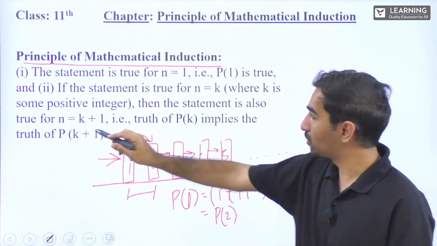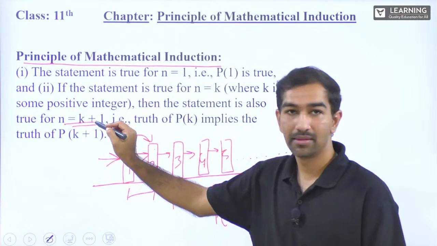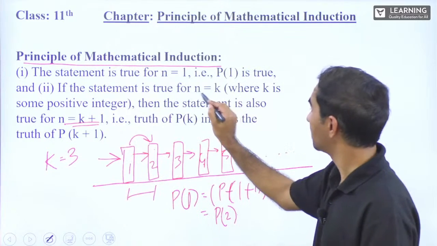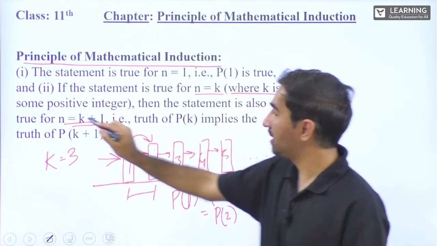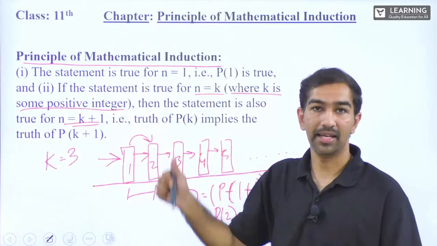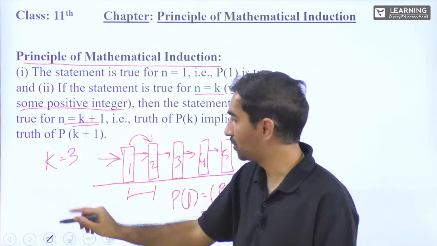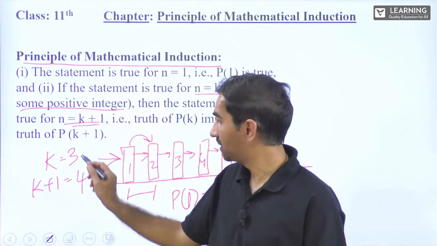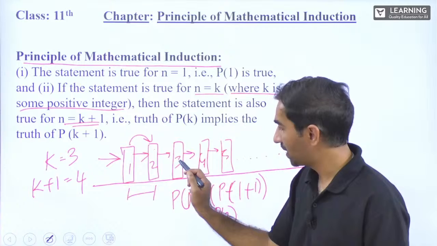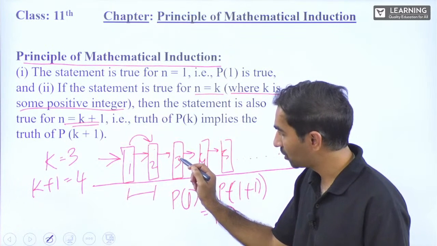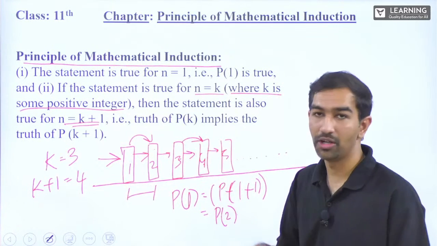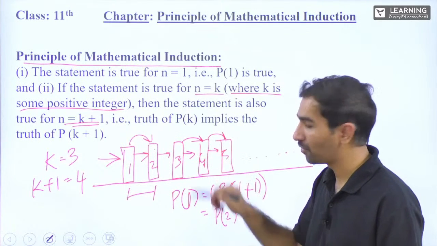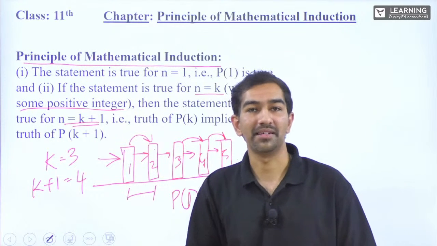Then the statement is also true for n is equal to k plus 1. So what is k plus 1? Let us take k is equal to 3 now. What is k again? See here, n is equal to k, where k is some positive integer. Correct? Let us consider k is equal to 3. Then what is k plus 1? K plus 1 is equal to 4. 3 plus 1 is equal to 4. If the third card falls down, this card will make sure that the fourth card also will fall down. If the fourth falls down, it will make sure that the fifth card also will fall down. So this is principle of mathematical induction.